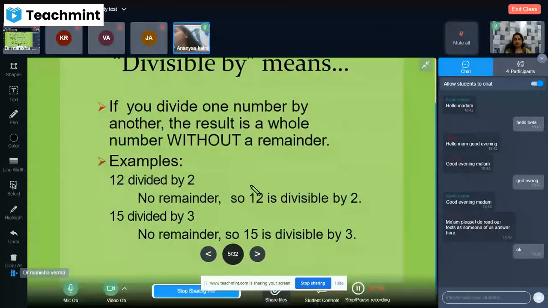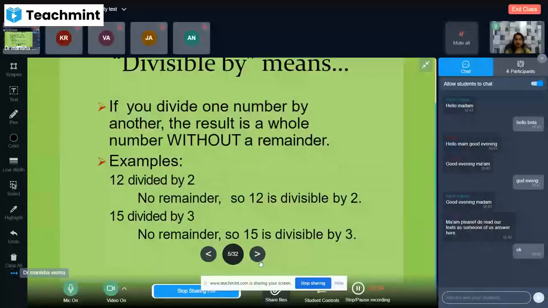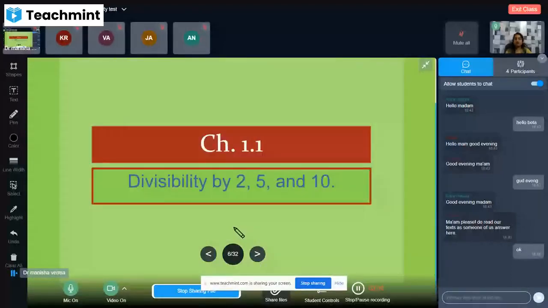Okay? Okay, ma'am. Divisible means a number is divisible by another number when there is no remainder. The remainder should be 0. So 12 divided by 2. In that case, 12 is divided by 2 completely, and the answer is 6, as we all know. Similarly, 15 is divisible by 3. Then we move on to divisibility tests by 2, 5 and 10. What are the tricks? Let's see them.